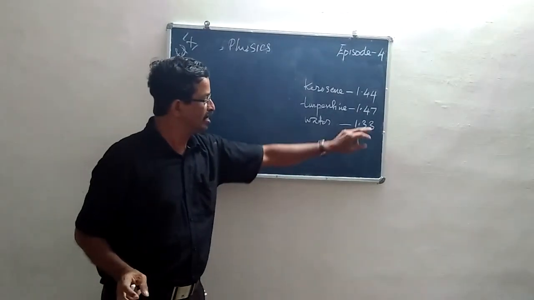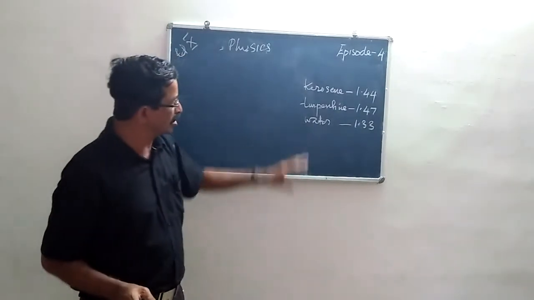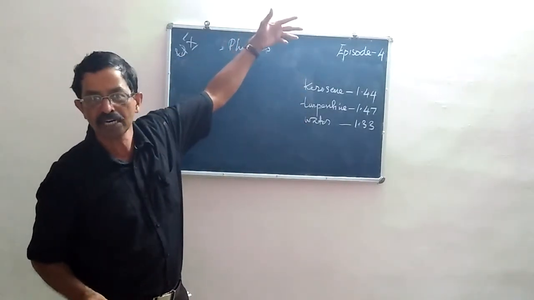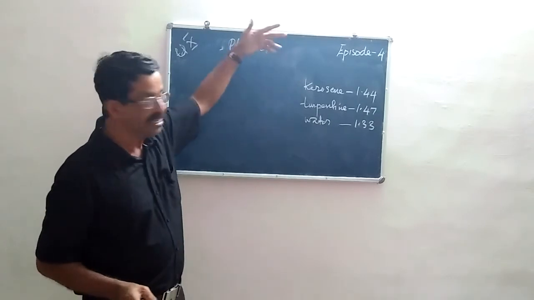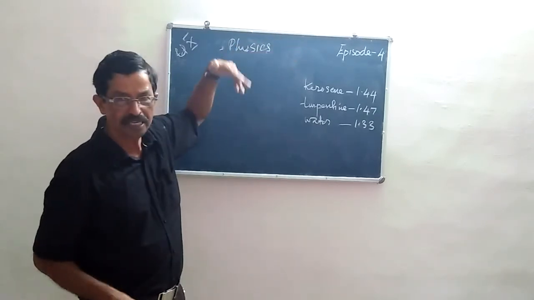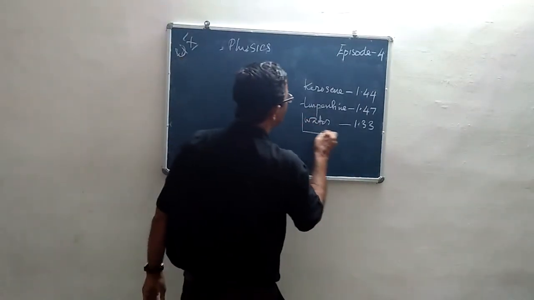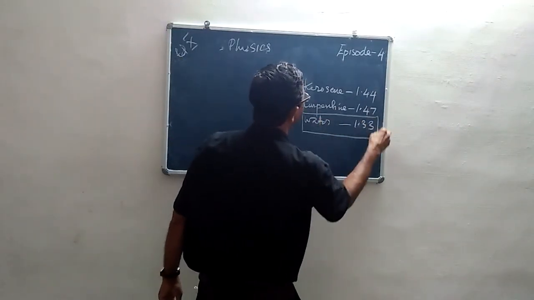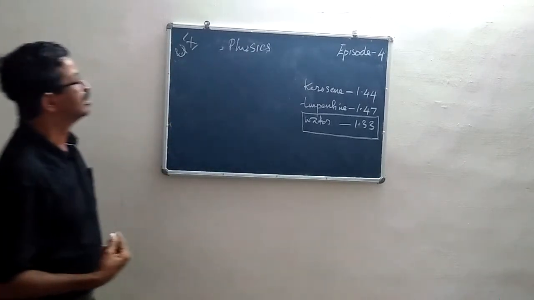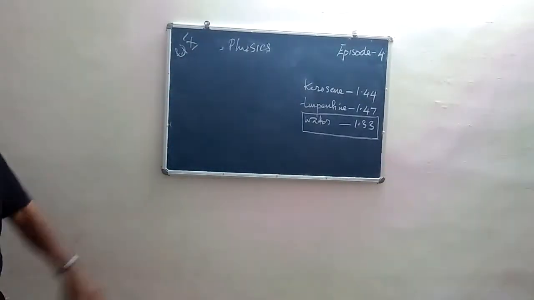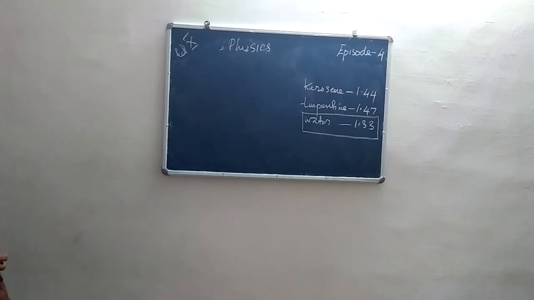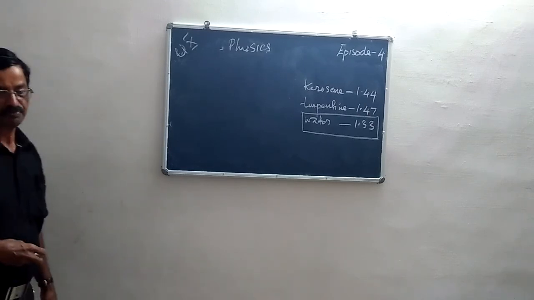Among these, the refractive index of water is the lowest, 1.33. When the refractive index increases, the speed of light decreases. So water has the maximum speed of light among these three. Through water, light travels with the maximum speed.